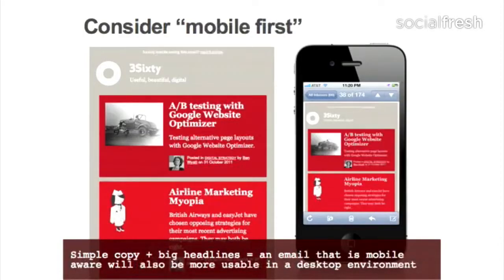There's a couple of examples here. This email from a company called 360, I think definitely had this approach in mind. That's their desktop email on the left. It's got big images, big fonts, simple copy. It kind of hits all those marks right off the bat. And then there it is on my phone. And I think it works really well in both environments. It's simple and to the point. I know what to do, and it's very useful.